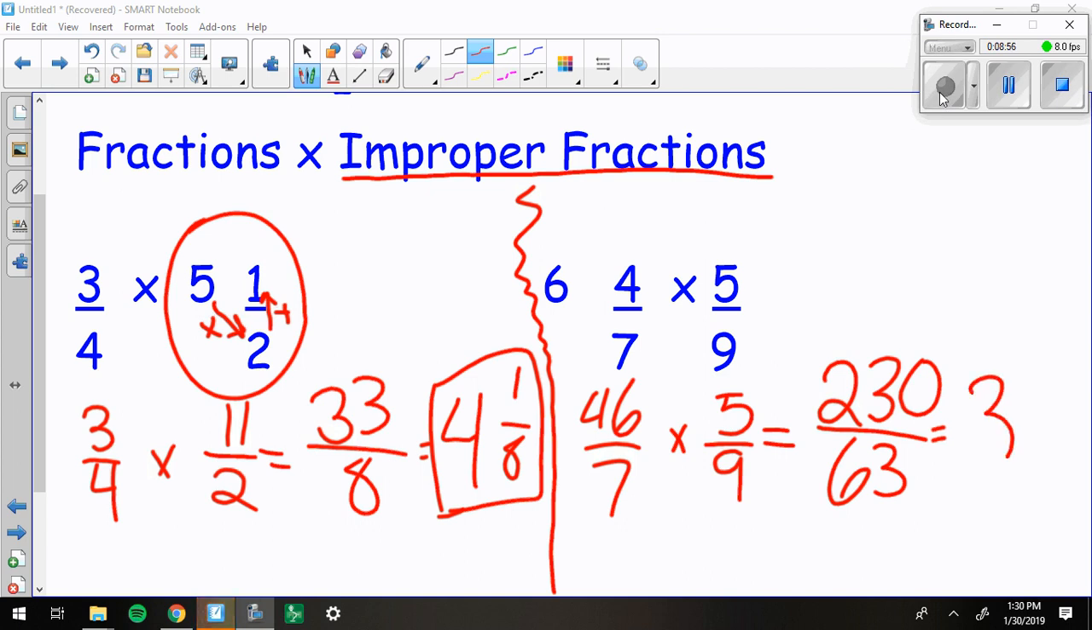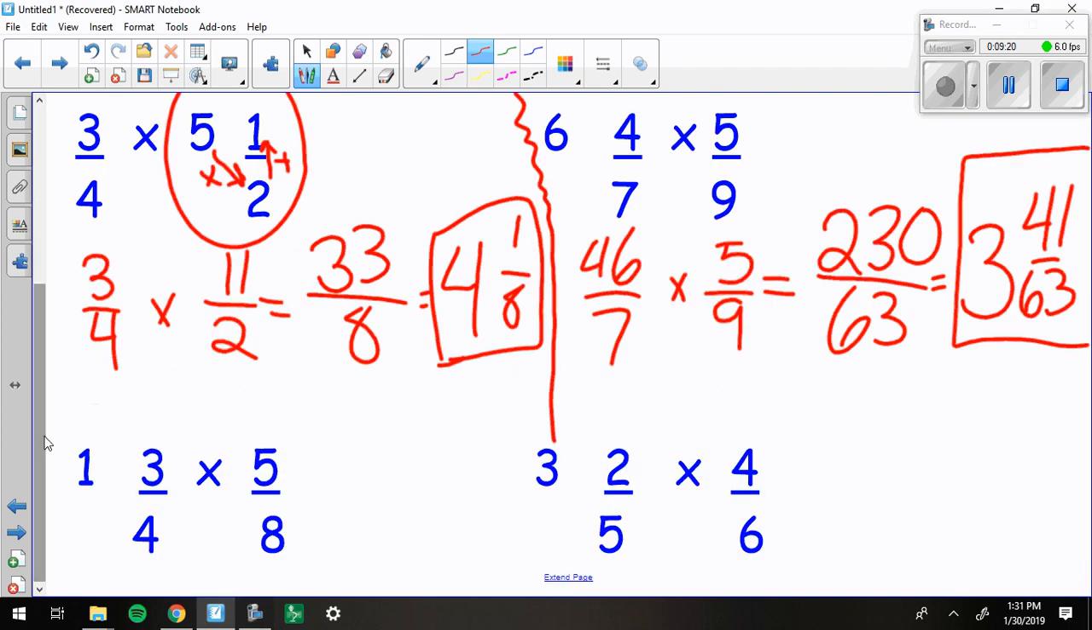63 goes into 230 3 times. And I have 41 left over. And can I simplify that? No. 3 and 41/63rds. You know the drill.